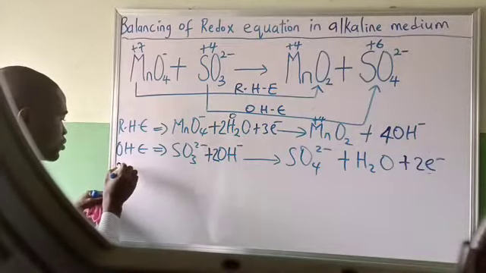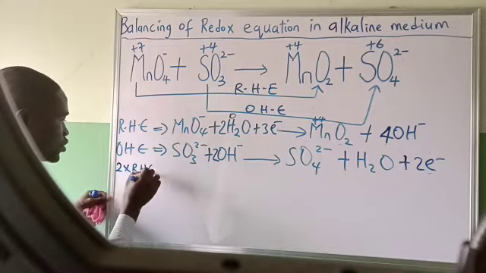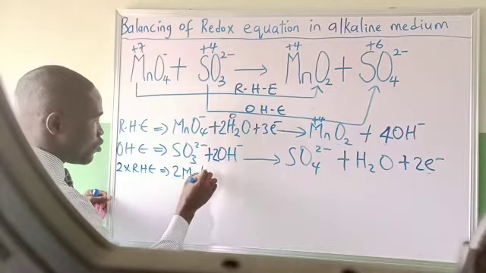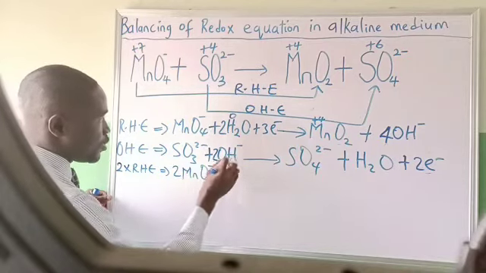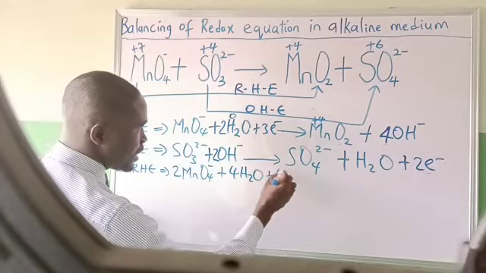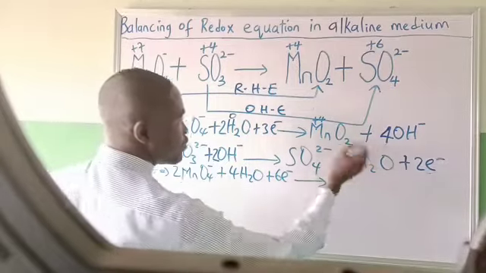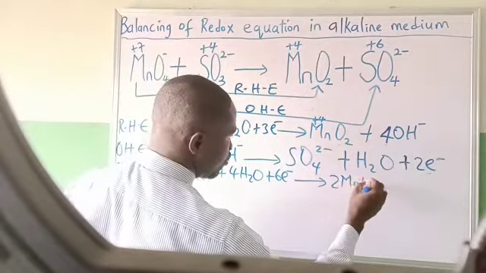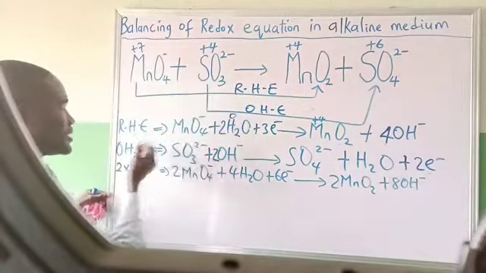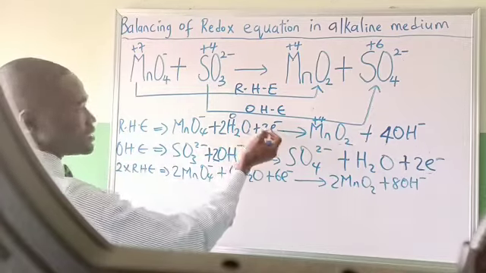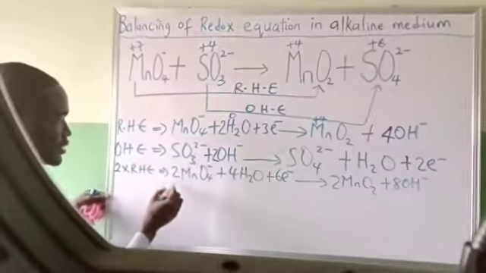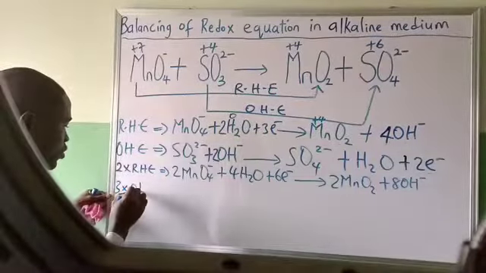So you now say 2 times reduction half equation, 2 times this: 2MnO4 minus plus 2 times this: 4H2O plus 6 electrons to give you 2MnO2 plus 8OH. Now that is about the reduction part. Now carry this 3 to multiply the oxidation half equation. 3 times this, you now say 3 times OHE.